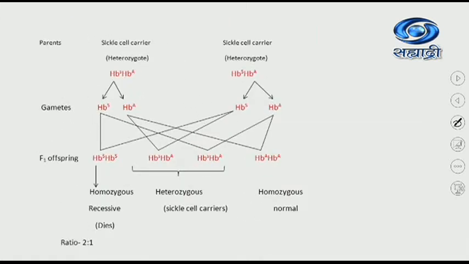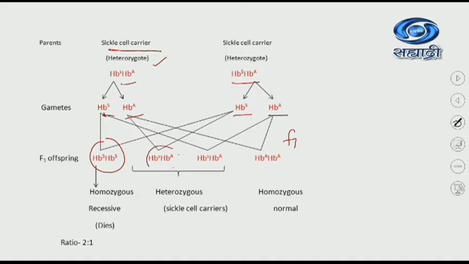Now suppose two persons, we are considering parents, are sickle cell carriers. If they are carriers, they are heterozygotes, isn't it? So HbS HbA, HbS HbA. They are marrying each other. What will be the gametes produced? Here the gametes will be HbS, HbA. Here also the gametes produced will be HbS, HbA. The offspring produced in the F1 generation, if you see, HbS HbS, homozygous recessive. Obviously, what will happen to this child? He is suffering from sickle cell and he dies because it is a lethal gene.